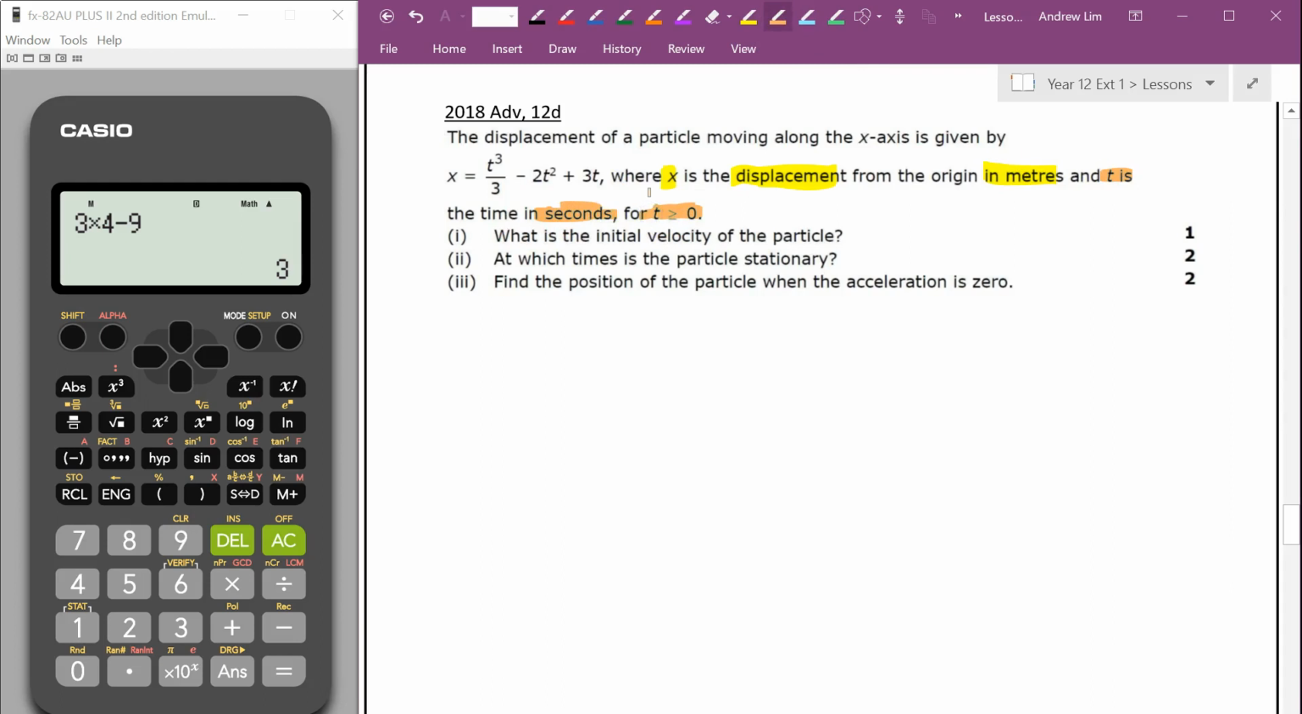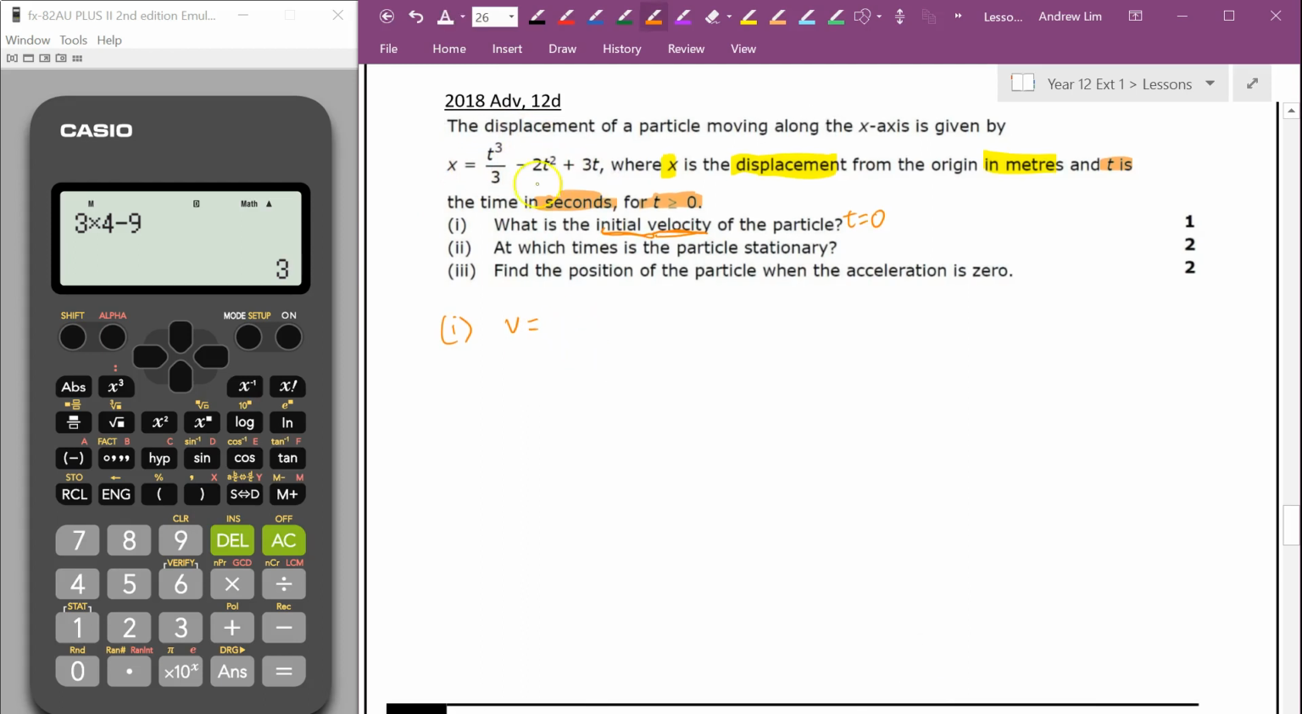What is the initial velocity? Okay, initial velocity. Initial means when t is equal to 0, right? So, because we don't have velocity, we only have displacement, we need to differentiate. So when we differentiate our displacement function, we will get t squared minus 4t plus 3. So what is the initial velocity? When t is equal to 0, velocity is equal to 0 squared minus 4 times 0 plus 3, which is just 3 meters per second.